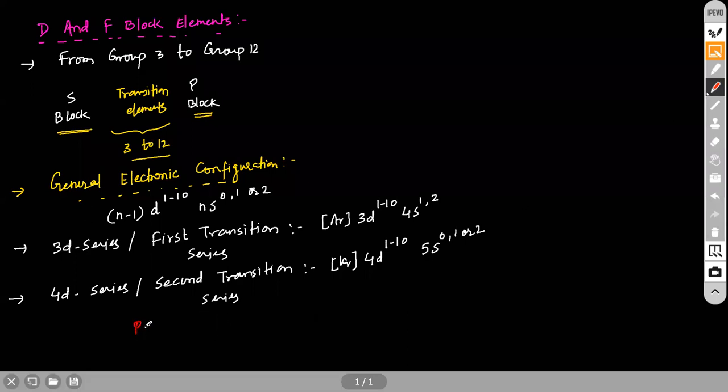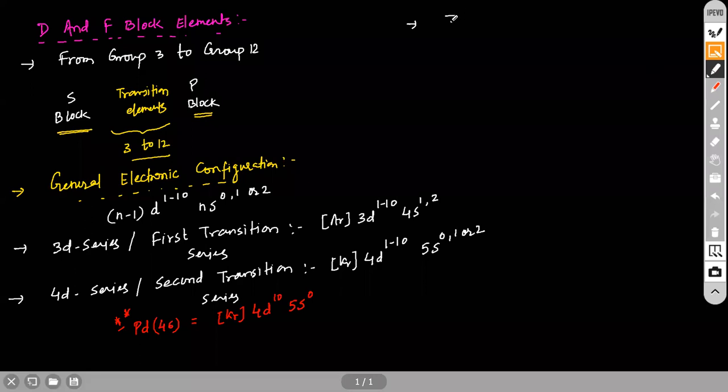For palladium, the atomic number is 46 and it has zero electrons in the 5s orbital. The electronic configuration is krypton, 4d10, and 5s0. This question they have asked once in the exam: which element has zero electrons present in the 5s orbital?